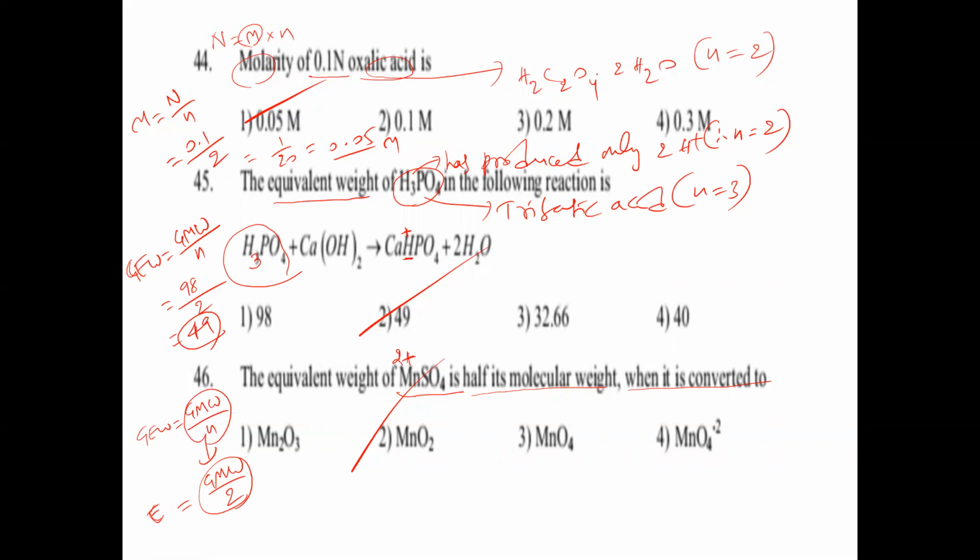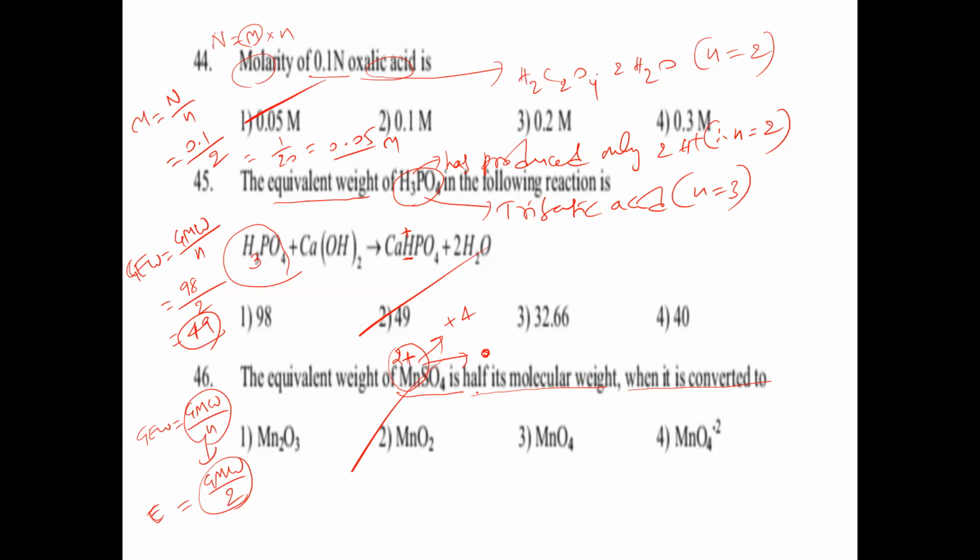So when it will be half of the gram molecular weight, the oxidation state changes by only 2. So the oxidation state of manganese must go either to +4 or 0. When it goes from +2 to +4, the change in oxidation state is 2. And from +2 to 0, the change in oxidation state is again 2. So the change in oxidation state must be equal to 2 here.